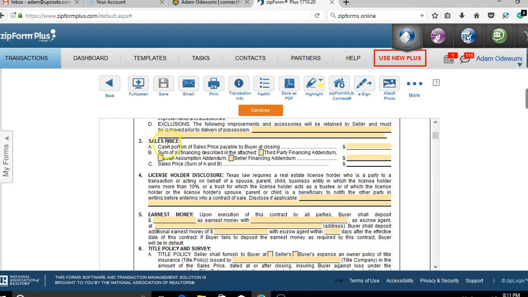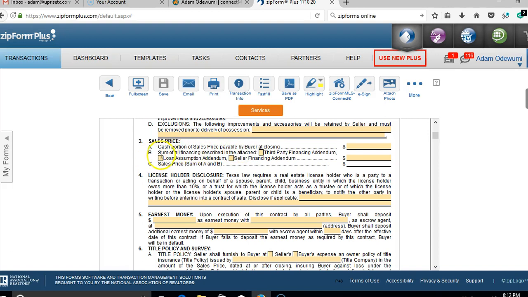Number 3 says sales price. Here's where you talk about the sales price for the home that you're offering or putting under contract for. A says the cash portion of sales price payable by the buyer at closing. If you're financing a deal, and this is where you want to take notes, this is where you put the down payment amount. If you're paying cash for a property, you put the full amount, because again, this is the cash portion of the sales price. So if you're paying cash, it's the whole thing. The cash portion of a financed deal is your down payment.